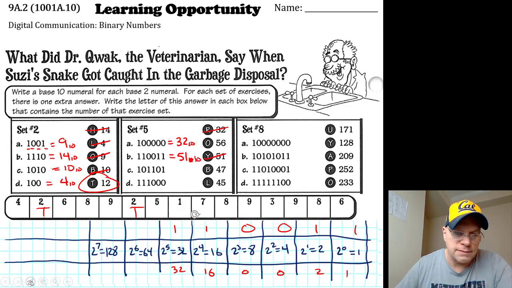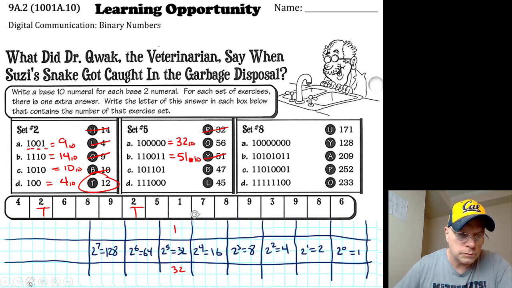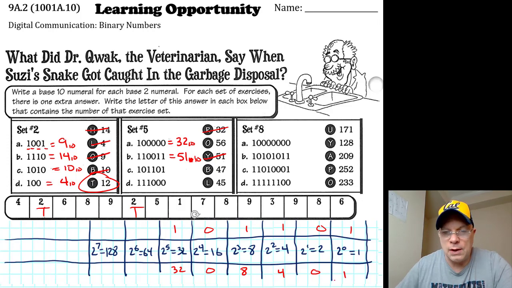This next one, 5C, I still have a 32, but I don't have a 16. I have 1 32, no 16s, 1 8, 1 4, 0 2's, and 1 1. So I have 32 and 0 and 8, that's 40. And 4 is 44, and 1 more is 45. That's 45 in base 10.